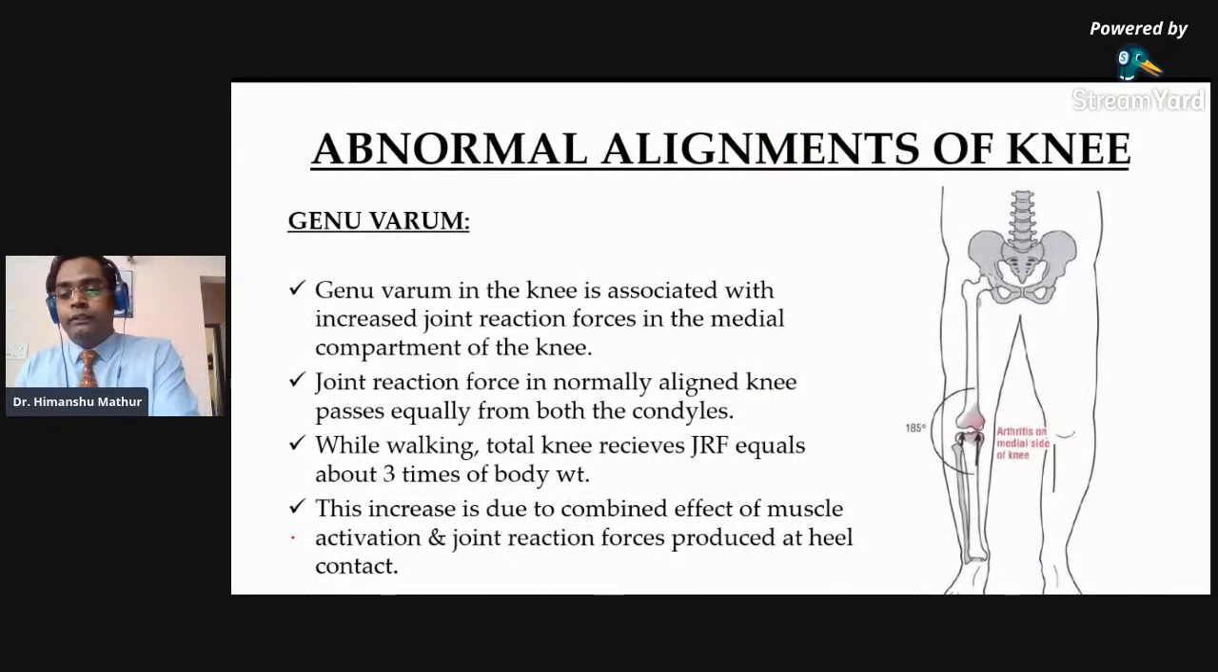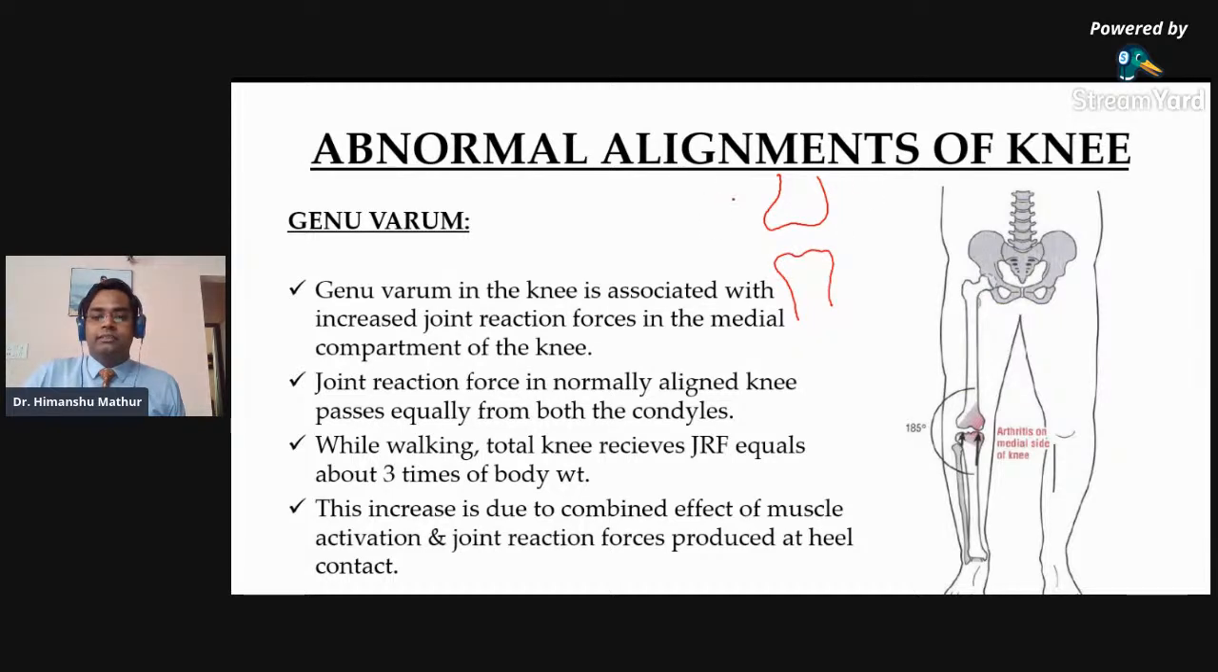Okay, coming on to the last section, that is the deformities which are available at the knee joint. So the first and a very common deformity at the knee joint is the genu varum. That is the varus deformity. And the varus deformity is the reduced internal angle of the knee joint. Supposedly, this is the knee joint. Okay.